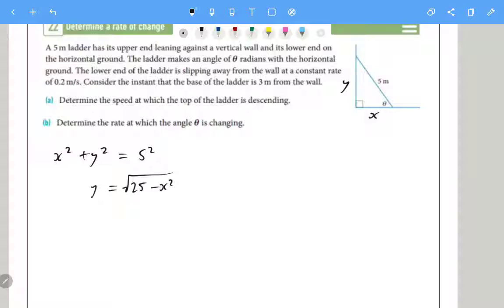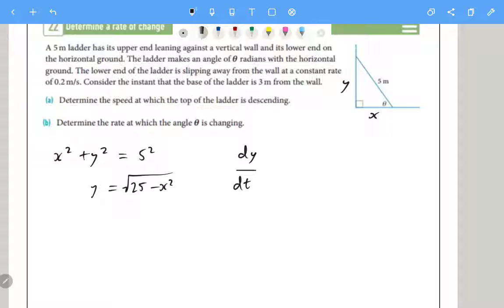Determine the speed at which the top of the ladder is descending. So we want to know dy, the change in y, but not compared to the change in x. We're actually interested in it compared to the change in t. Now this becomes a tricky question, right? Because we're not exactly sure how to work this out. We don't have a relationship between y and t. We've got a relationship between x and y.